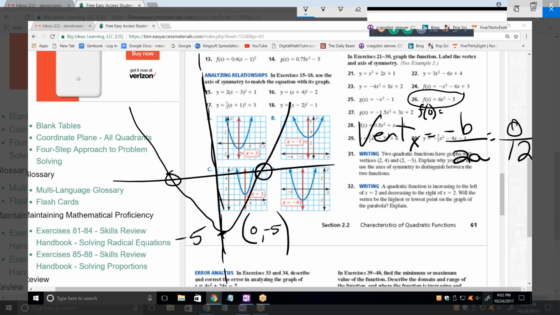So how do I figure out the X-intercepts? Because I really have to do that. It says graph the function. It wants more than just the vertex and the axis of symmetry. I've given it the vertex and the axis of symmetry, but in order to graph it, I need 2 other points. Right now I only have 1 point, the vertex.